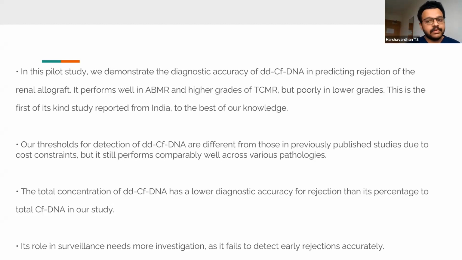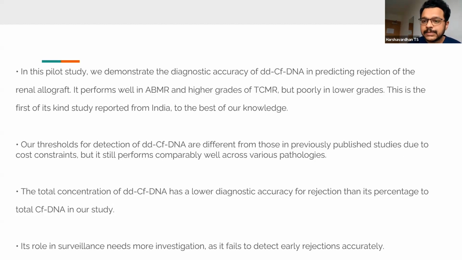So at this point in time, even in the Western data, they still feel that borderline TCMR and early TCMRs are still missed, or they are at a much lower value of donor-derived cell-free DNA. So you're still not going to be able to pick up early rejections. So to use it as a surveillance tool, even if you use an NGS platform, at this point in time, I don't think the data is suggesting that we can use it in that way.